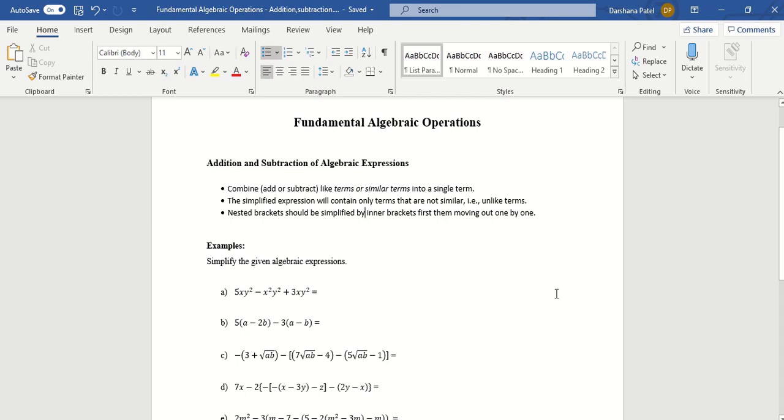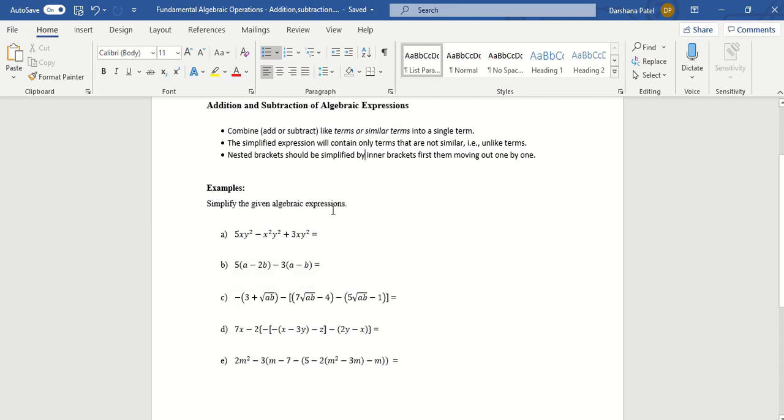Okay, let's see some examples. Simplify the given algebraic expressions. 5xy square minus x square y square plus 3xy square. So we have to look for like terms. 5xy square and 3xy square are like terms because they have the same variables with the same exponents, x, y square with y square. X square y square is not a like term because of the x square.